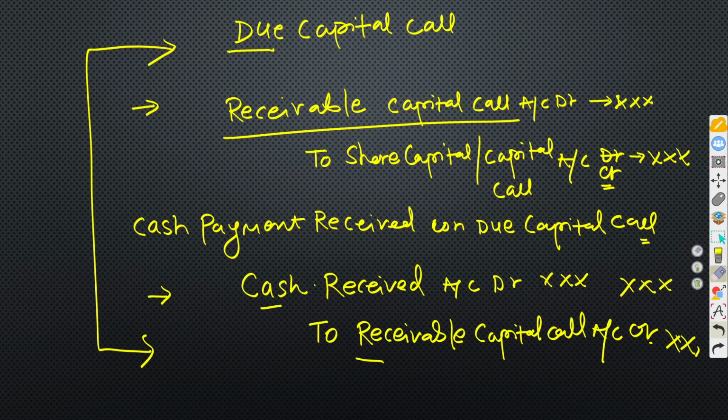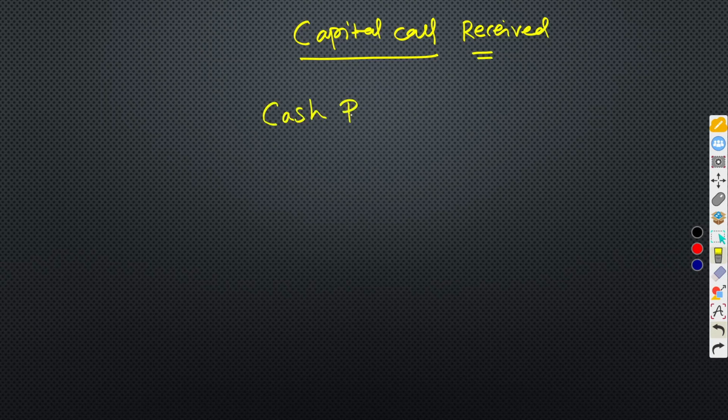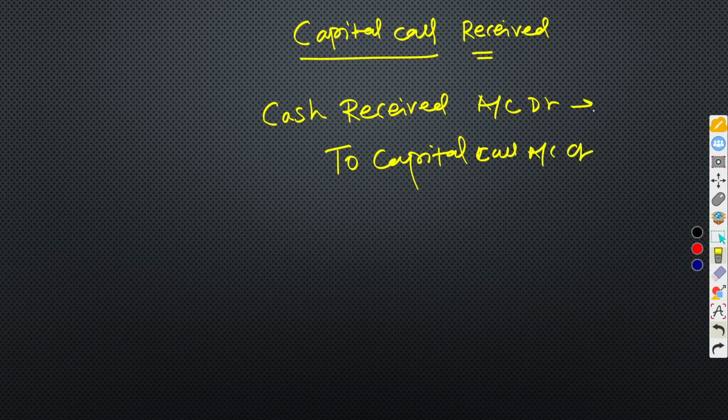All right. So another example, let's say the capital call is not due. On time you have received the capital call amount from XYZ investor, right? So the capital call you have directly received. What would be the entry in that case? Of course, cash received. Cash received account debit to capital call account credit. The amount is whatever amount you have, you can record.